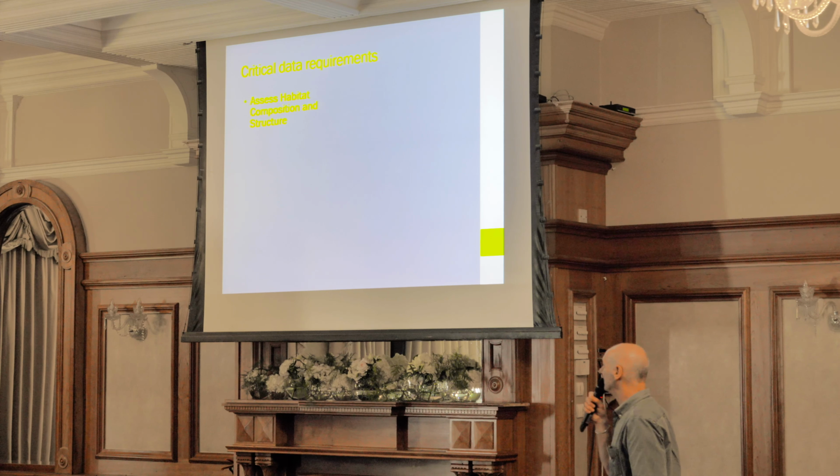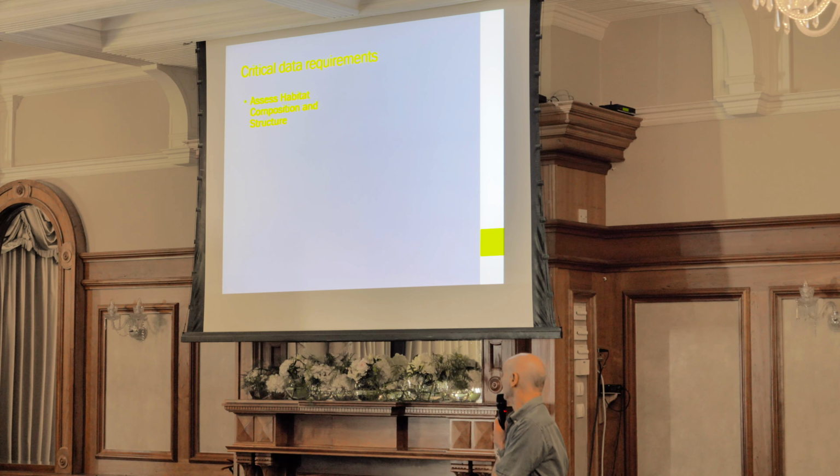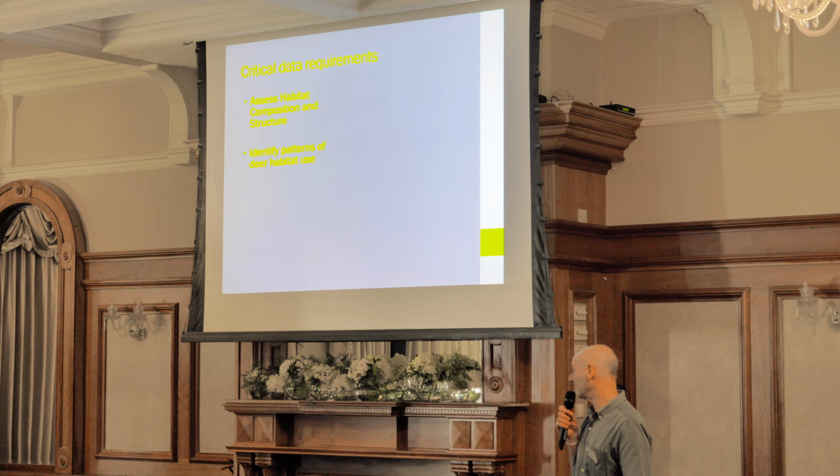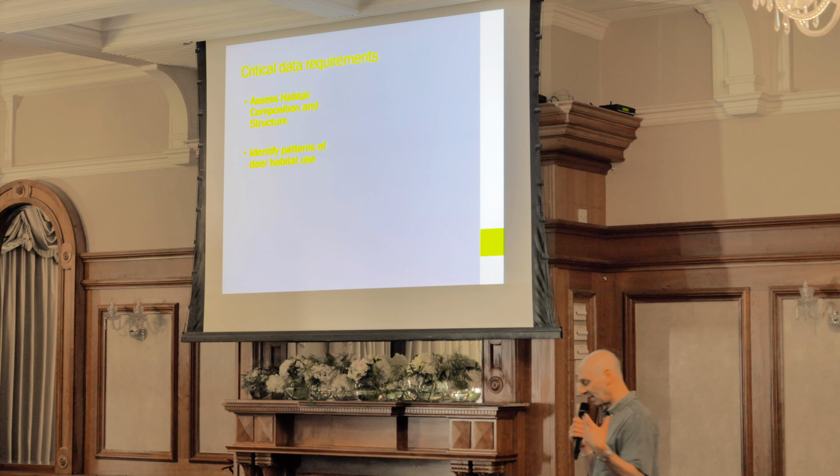There are bits of information that we have to collect that are absolutely essential in order to manage deer properly. The first of these is to assess the habitat composition and structure. The second is to identify patterns of deer habitat use, so that to know what's going on within the landscape, we have to know what the animals are actually doing and how they're behaving.